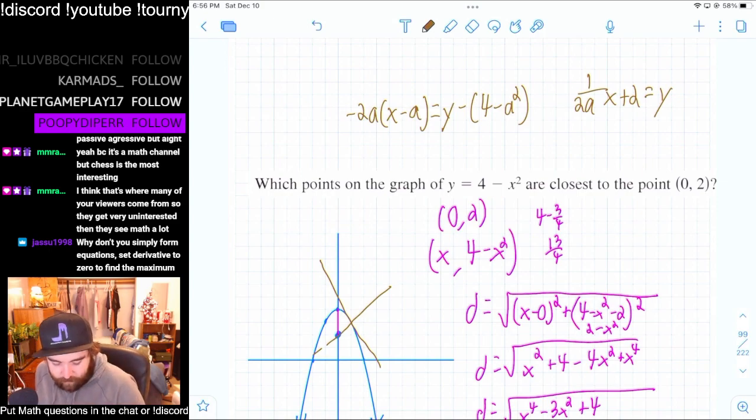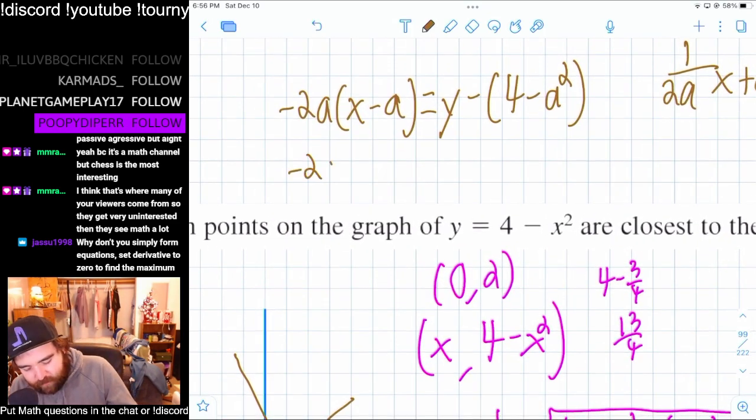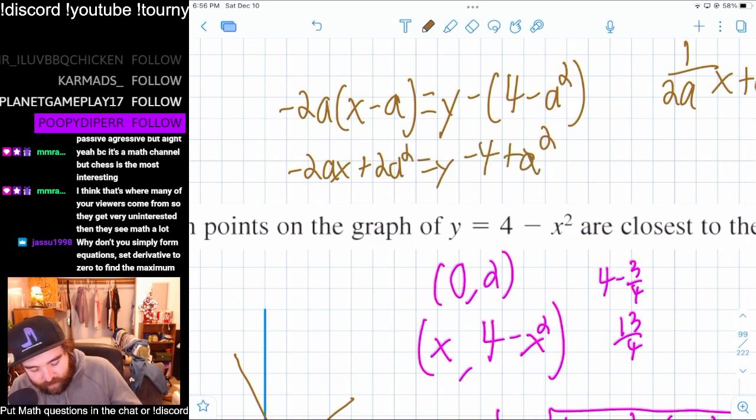So I can get the positive 2ax. I could get a positive 2ax by itself, but that's a lot for one. But that could do some good simplifying. Let's look at this thing and try to simplify it. Negative 2ax plus 2a squared equals y minus 4 plus a squared.